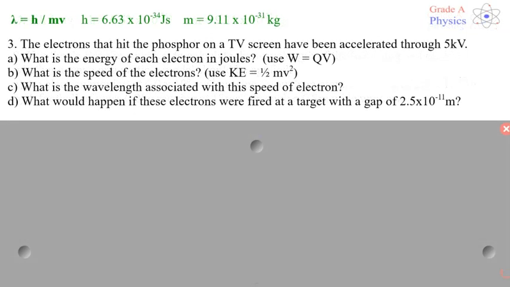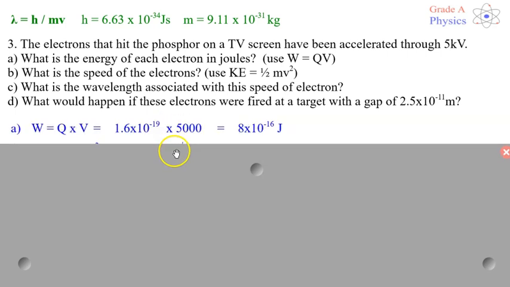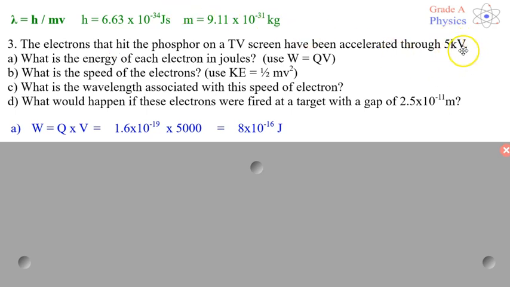Okay, question 3, so a little bit more difficult. I've given you the hints here. You wouldn't get those in the exam, obviously. And again, this is a bit synoptic because it's referring back to the work in the electricity topic. So we've got 5 kilovolts, 5,000 volts. What is the energy of each electron? We're assuming that they're stationary to start with. They're accelerated through this PD of 5,000 volts.